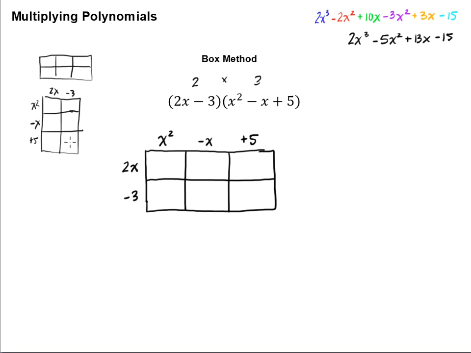If this had ended up being a square instead of a rectangle, because they both have the same number of terms, it doesn't matter which one you put where. Just make sure you keep them together, like the 2x minus 3 I wanted to keep together. Okay, so here we go. So let's see how to do this.